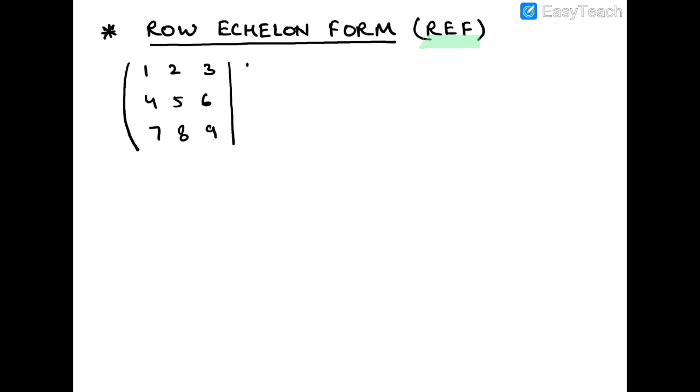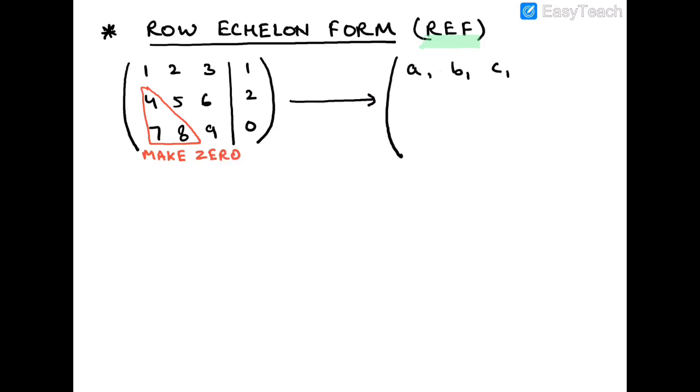Now what is row echelon form or simply REF? So for that, let's take an augmented matrix 1, 2, 3, 4, 5, 6, 7, 8, 9 augmented by 1, 2, 0. And now try to bring zeros in this triangle or try to make these coefficients as 0.